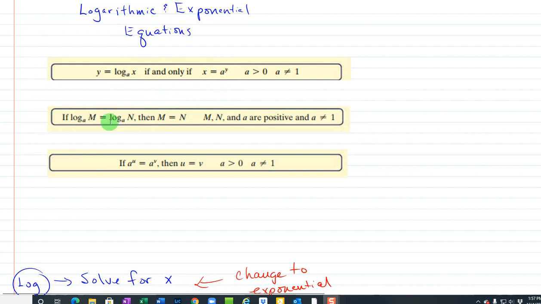If you have two log statements and you've set them equal, if the bases are the same, then these two arguments will have to be the same. If you have an exponential statement where you've got two bases, they're the same, then if you can get rid of the bases, the exponents have to be equal. So let's look at some examples.